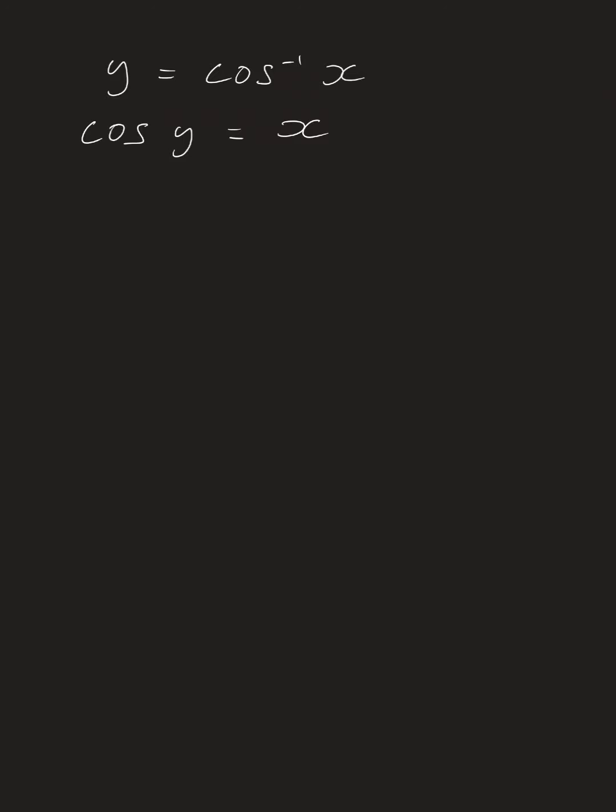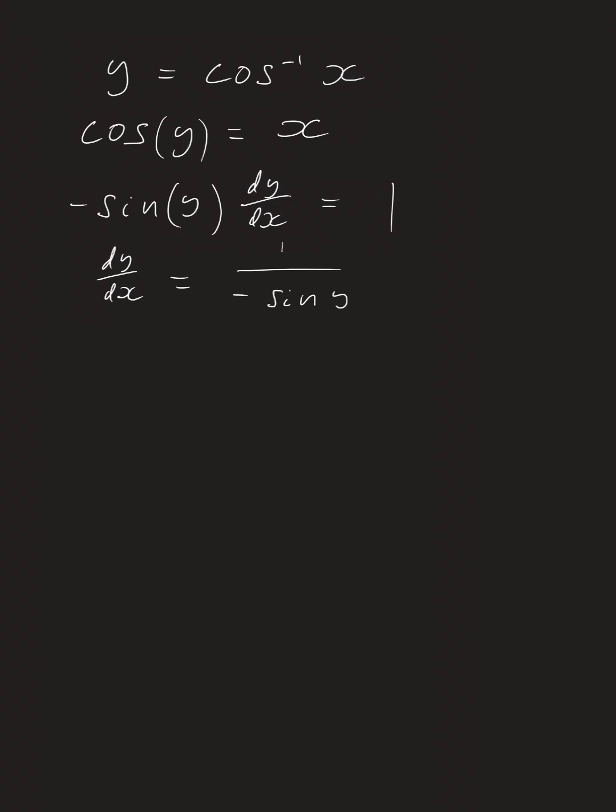Now I differentiate both sides with respect to x. So I differentiate cosine y, I get minus sine of y, and then times dy dx by the chain rule, or implicit differentiation. X becomes 1 when you differentiate, and so dy dx is equal to 1 over minus sine of y, or minus 1 over sine y. Now the formula we used before is that cosine squared of any angle plus sine squared of any angle is equal to 1. So it must apply to y.